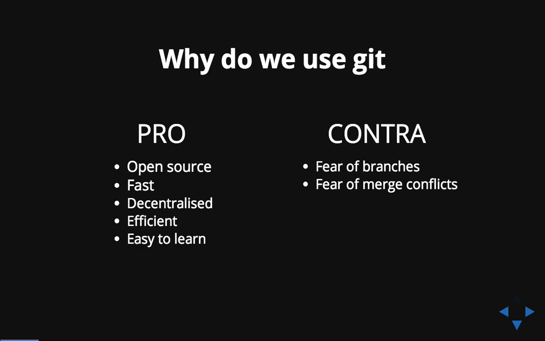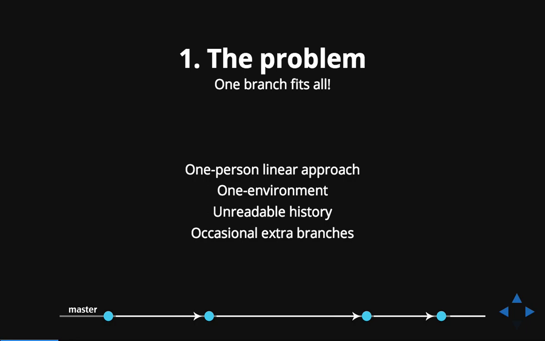The downside is that we use Git in a way that we just use the master branch, and after some time, when there is more than one developer on one project, we create our own fear of branches because they usually cause merge conflicts and we don't really know what those are, and it's quite scary. The easy shortcut solution is we just use one branch. Just one branch fits all.